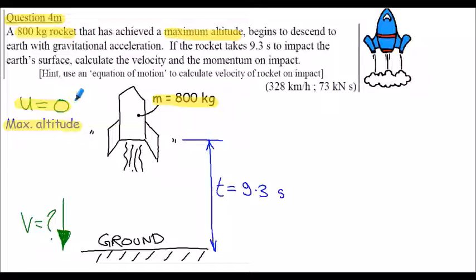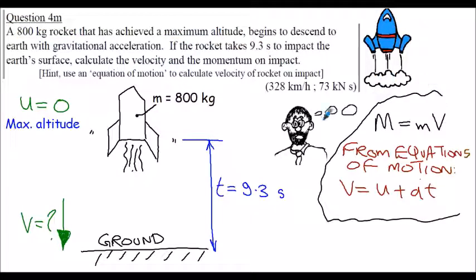So my u, my initial velocity, is 0. We're told that the rocket takes 9.3 seconds to impact the Earth, so my little t is 9.3 seconds. We've got to find initially the velocity on impact. So what's the velocity as the rocket hits the ground?